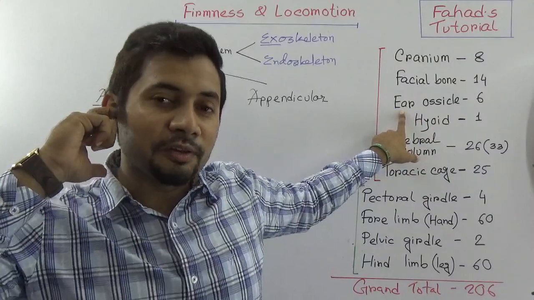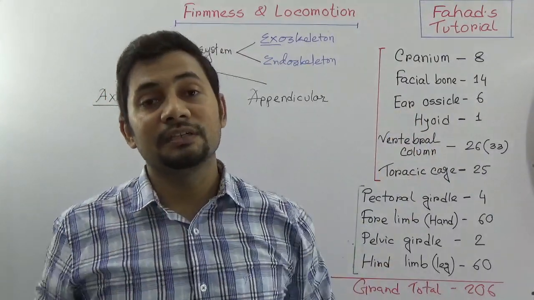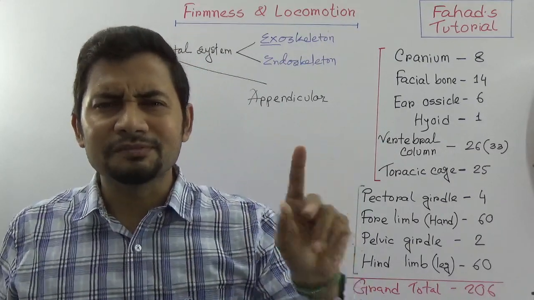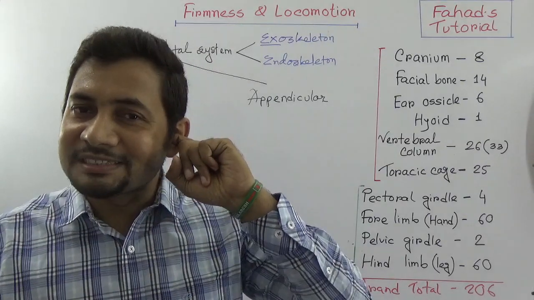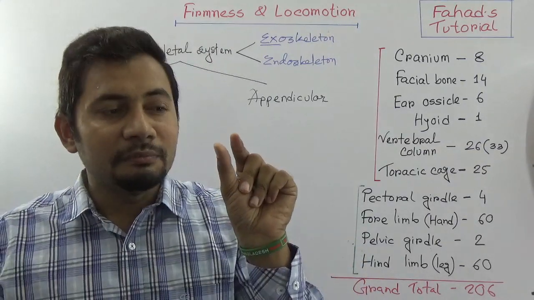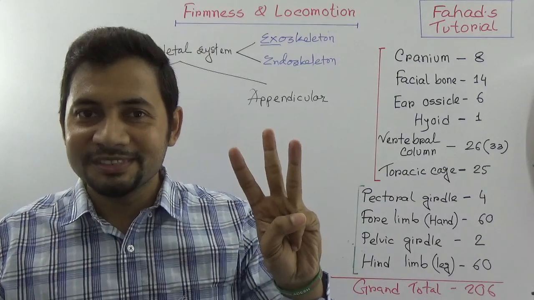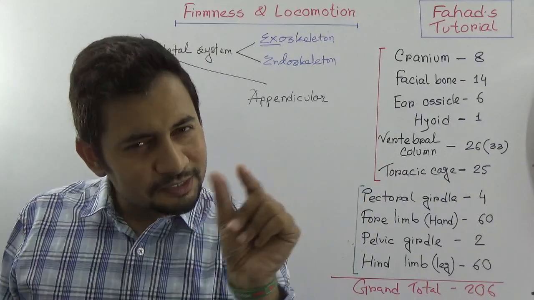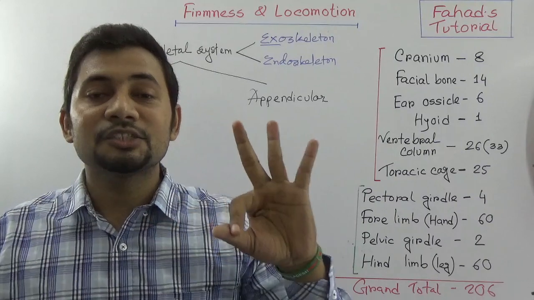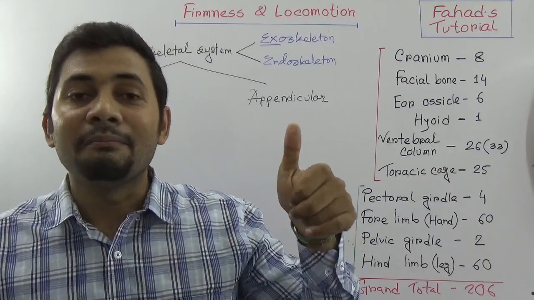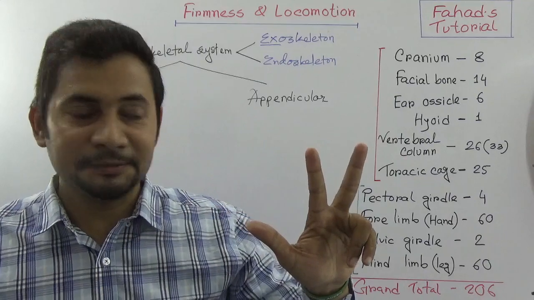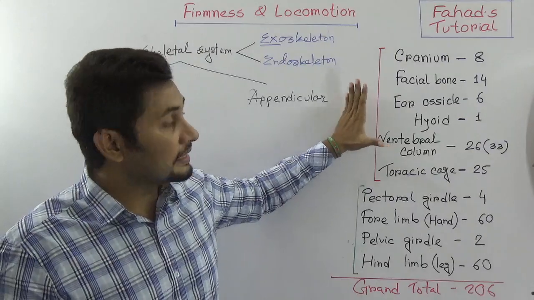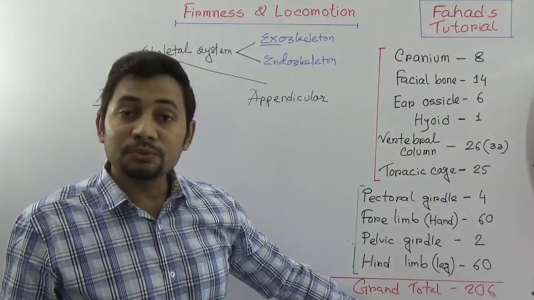Ear ossicles: we have 3 bones inside our ear, called malleus, incus and stapes. These are very tiny bones situated inside the middle ear, and they help with hearing. We hear things with the help of the simple vibrations of these 3 smaller bones. Then the hyoid bone, another bone. In the whole body together we have 206 bones.